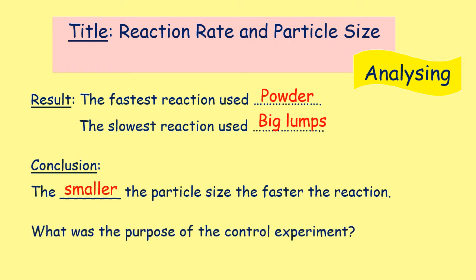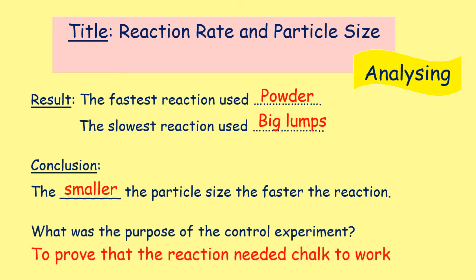I also asked, what do you think the purpose of the control experiment was? Well, the purpose of it is to show that the chalk was needed for the reaction to happen, that the acid on its own didn't bubble. So it proved that the reaction only happened whenever there was chalk in it. And that's what control experiments are always used for. Control experiments are more common in biology, but we can sometimes have them in chemistry.